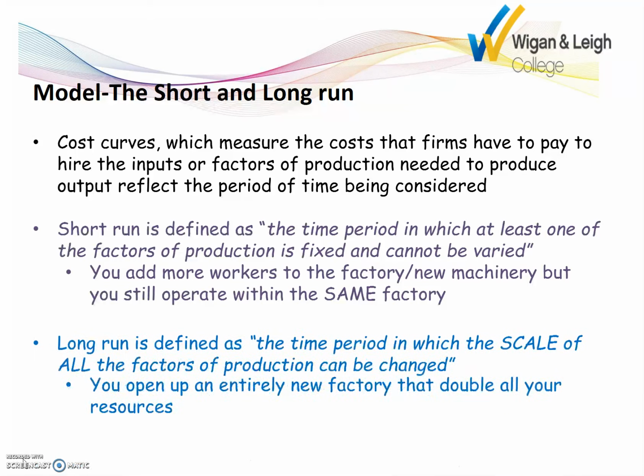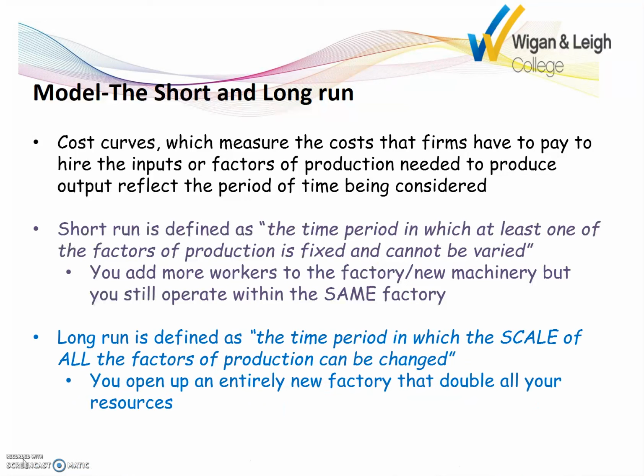But if we are looking at a long run change, this is when we change the scale of all of our factors of production. So this is when we change everything and increase our overall capacity. So in the short run, if our capacity is 100 units a day, whatever we do up to that 100 is in the short run. Anything we do to increase that 100 to 150, for instance, is long run, because we've got to change both the human element, the capital, the machinery, and we've got to change the factory as well. So we've changed all aspects of our costs there.